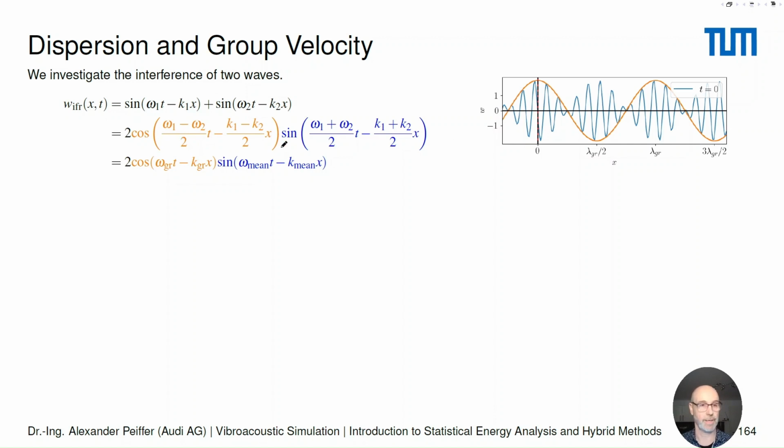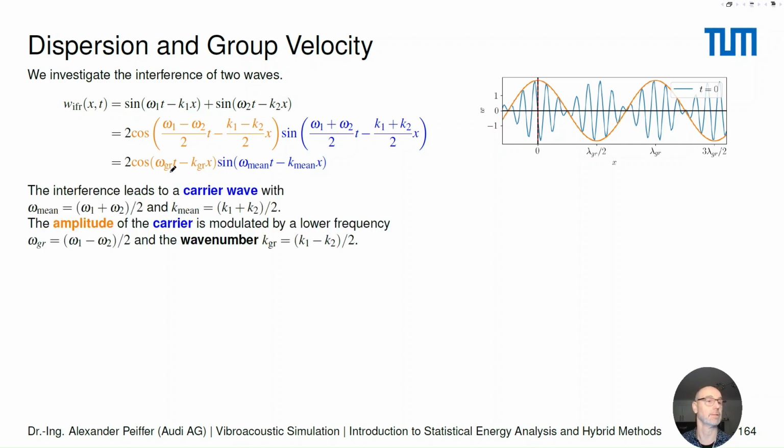And if we rewrite the orange and the blue expression a little bit, we can define a kind of group omega, which is more or less half of the difference between the two frequencies, and the same is true for the wave number. And the blue one is a kind of average. It's a mean frequency and a mean wave number.